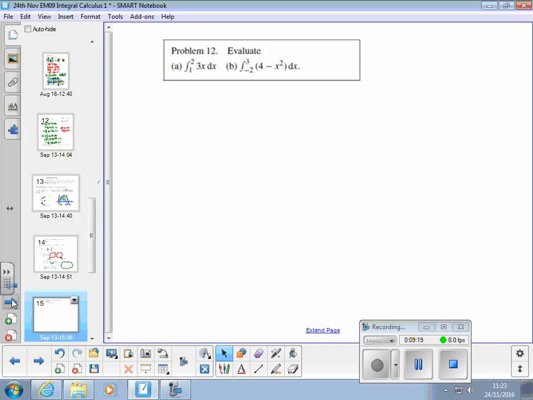So, those two. Let's have a go. We'll have a go at the first one together. We've got the integral between 1 and 2 of 3x dx. So when we integrate that, what do we end up with when we integrate 3x? We want some curly brackets.